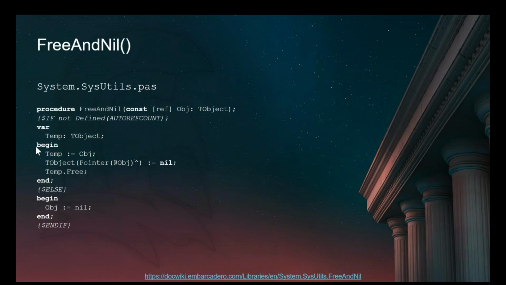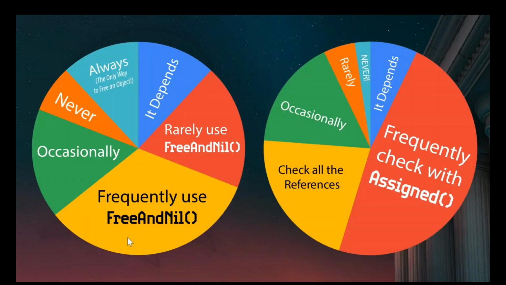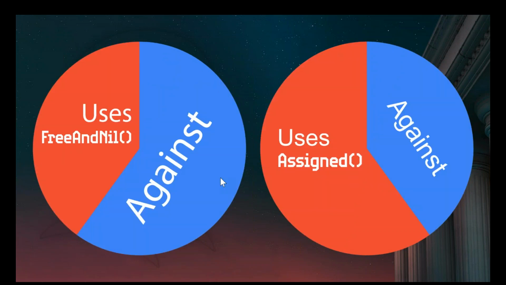If you're not familiar with free and nil, it does what it says on the tin. It takes an object and frees it and assigns it to nil. There's the code, and there's the doc wiki page for it. We did a survey of the MVPs, and the majority of them frequently use free and nil and frequently check with assigned, though that's only the largest portion of them. There are people that rarely use it or never use it on both sides. So there is some controversy, it would appear.